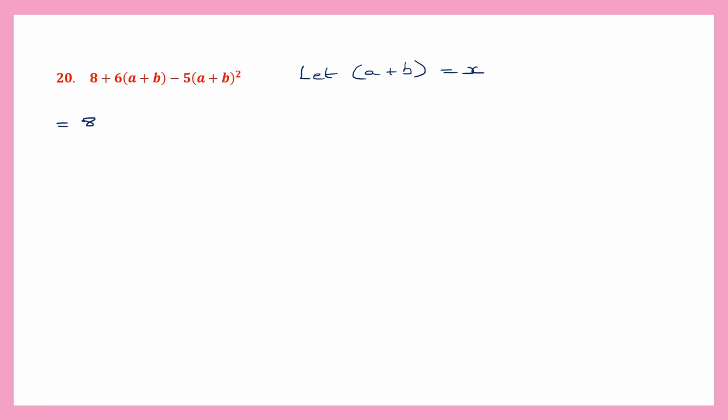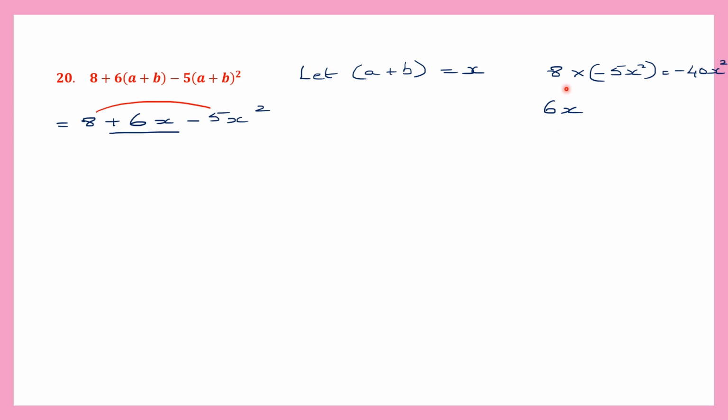So now this is 8 plus 6 into a plus b, and a plus b is x, minus 5 into a plus b the whole square, which is x square. So now that we have this, let's continue like a normal thing. Let's multiply the first term and the last term. So that is 8 into minus 5x square. This makes it minus 40x square. Then let's look at the middle term. The middle term is 6x. So now what do we have to do? We have to get two terms that will multiply to give us minus 40 and that will add to give us 6.